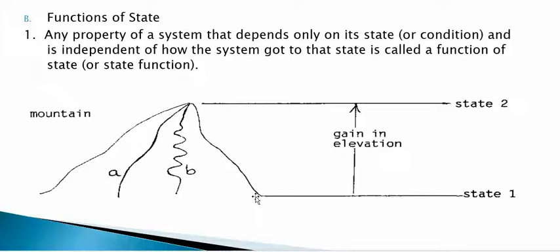Any property of a system that depends only on its state and is independent of how the system got to that state is called a state function. For example, if we want to go from, in this case, state 1, which is the bottom of the mountain, to state 2, which is the top of the mountain, there are multiple ways we could get there. We could go in a straighter line path, like path A, or we can go in a zigzag path, like path B. It doesn't matter how we get to the top of the mountain. That would be a state function.